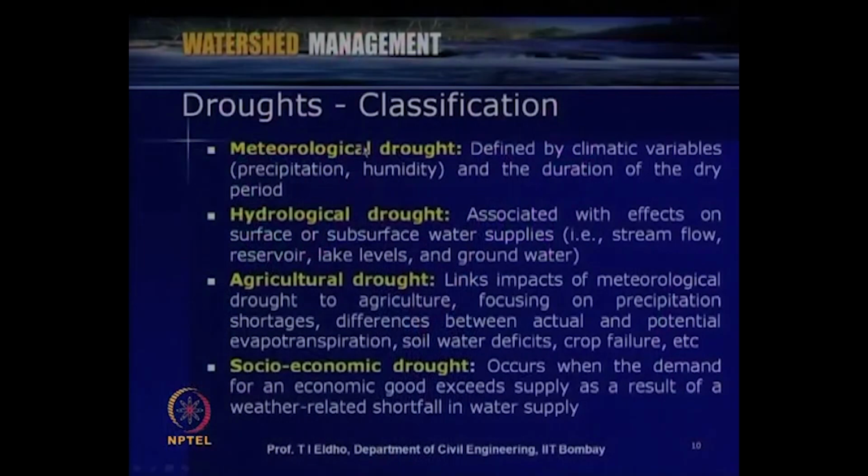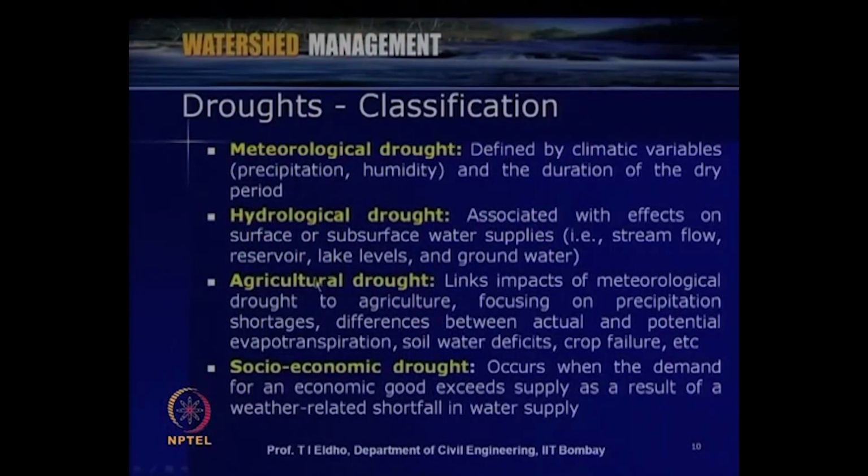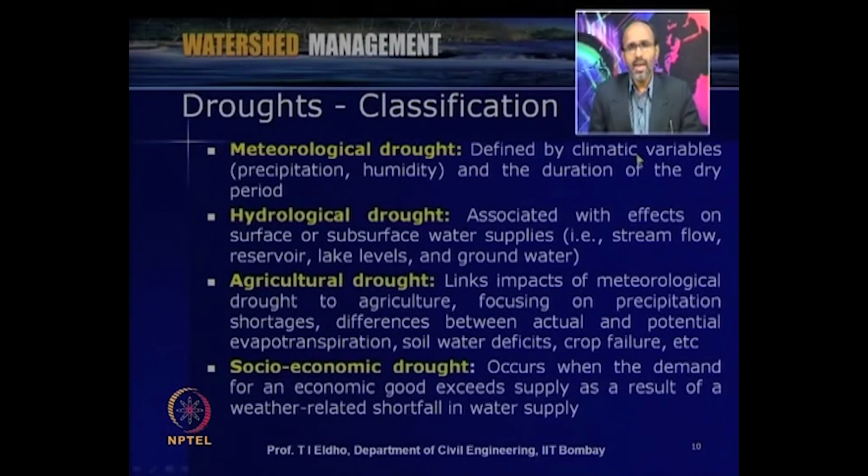So, we can classify the droughts into 4 categories depending upon the nature or the after effects of the drought. We can classify the droughts into meteorological droughts, hydrological droughts, agricultural droughts and socio-economic droughts. Meteorological drought is defined by climatic variables, like precipitation, humidity or evaporation and the duration of the dry period.